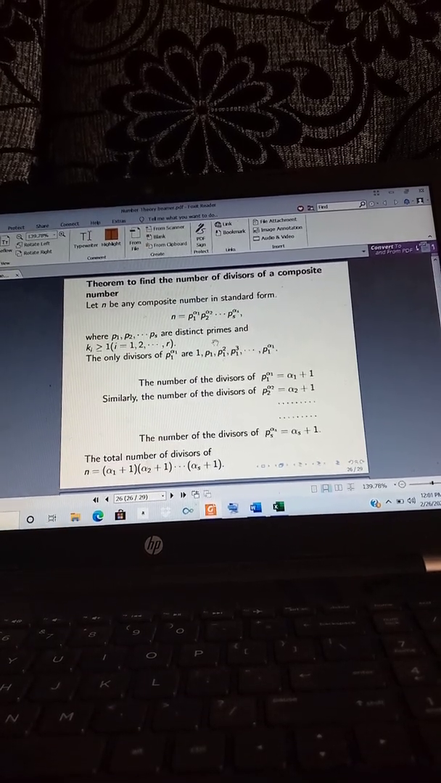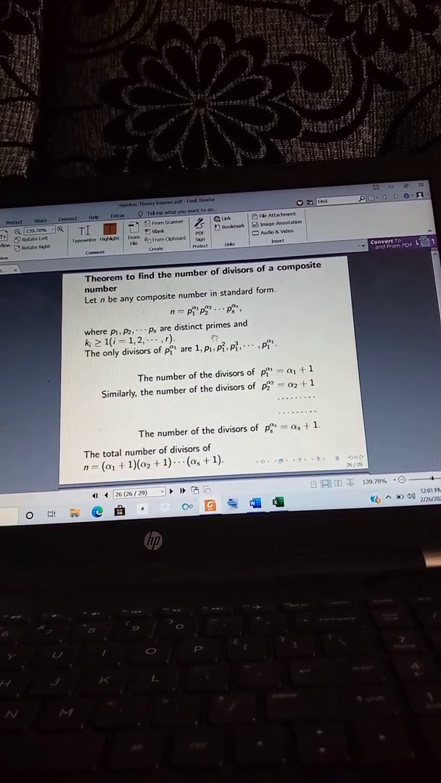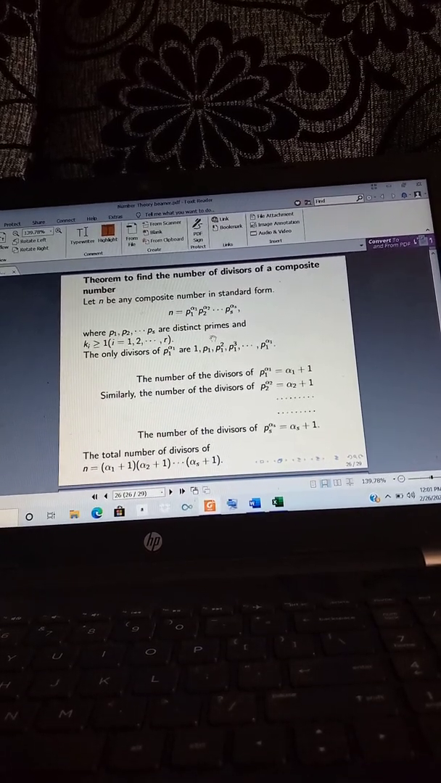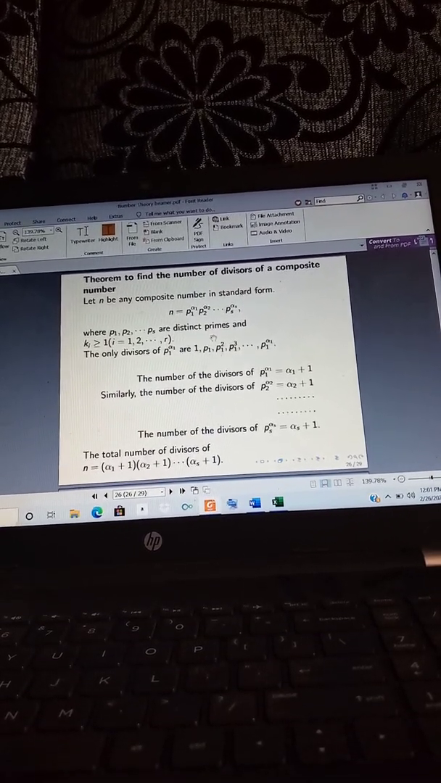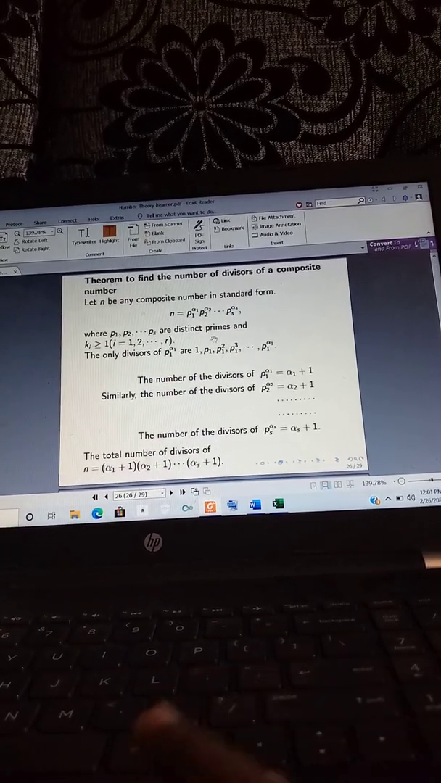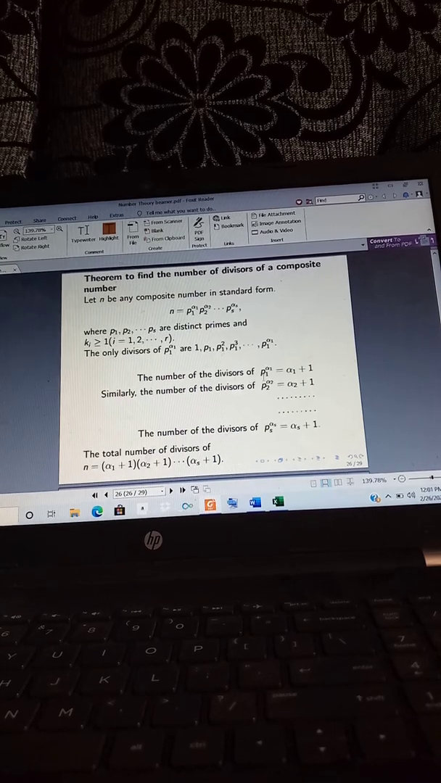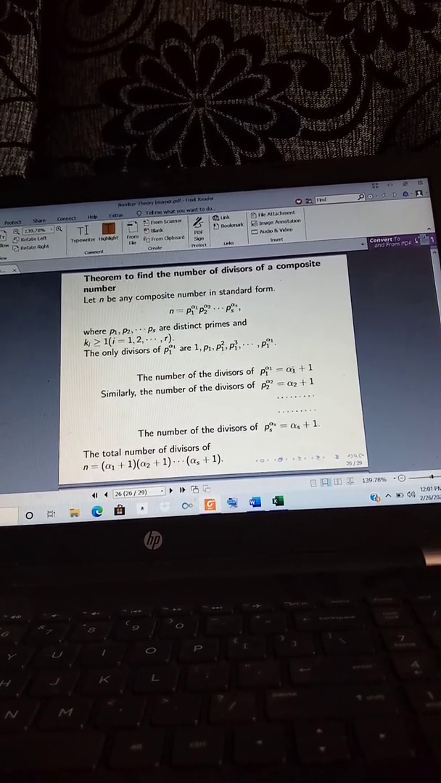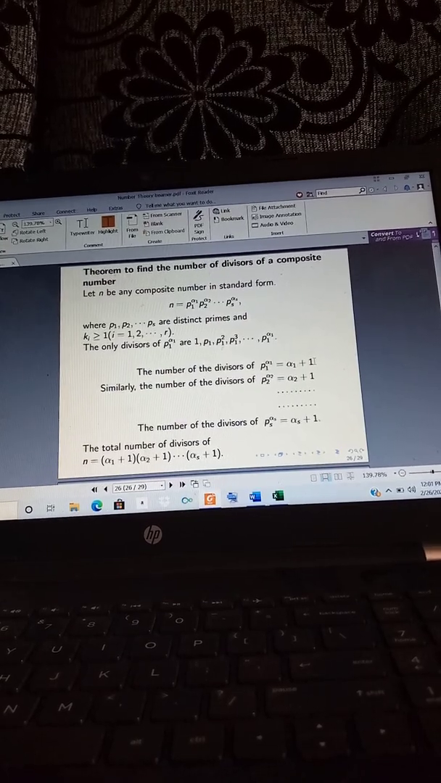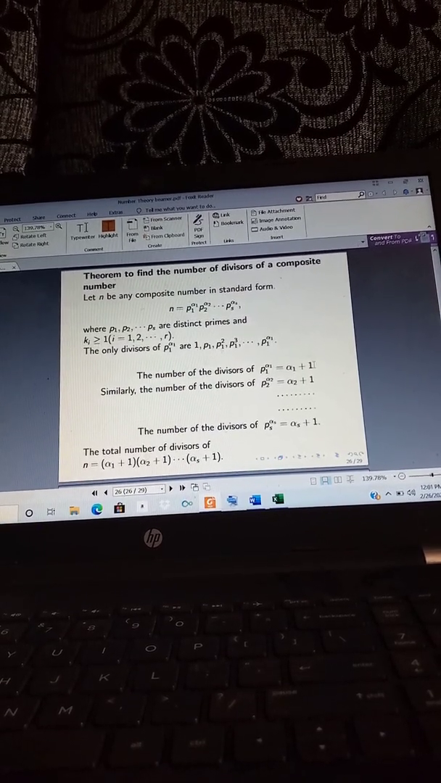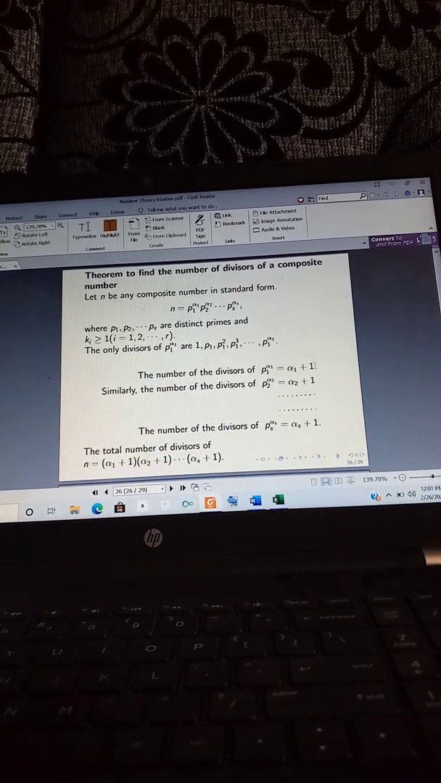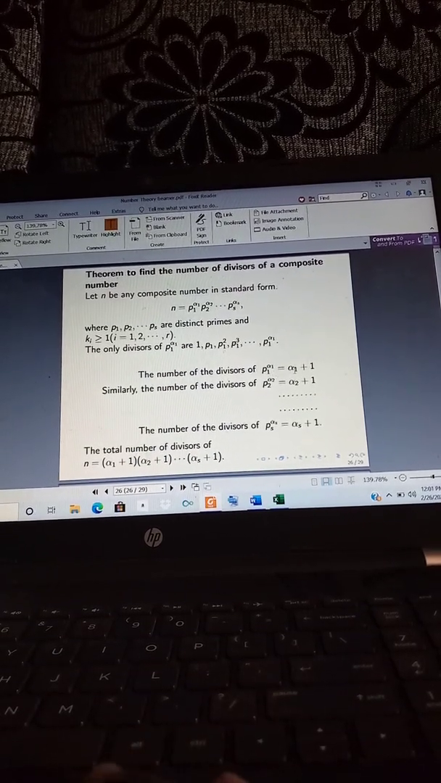For example, 1 will divide any number. 2 will also divide 2 raised to the power 5, that is 2 in 2 raised to the power 5 gives 2 raised to the power 4. So we have 2 raised to the power 2, 2 raised to the power 3, 2 raised to the power 4, and 2 raised to the power 5 itself. So the number of divisors of p1 raised to the power alpha 1 will therefore be alpha 1 plus 1. In the case of 2 raised to the power 5, we see that we have 1, 2 raised to the power 1, 2 raised to the power 2, 2 raised to the power 3, 2 raised to the power 4, 2 raised to the power 5. That's 6. So for p1 raised to the power alpha 1, it will be alpha 1 plus 1.